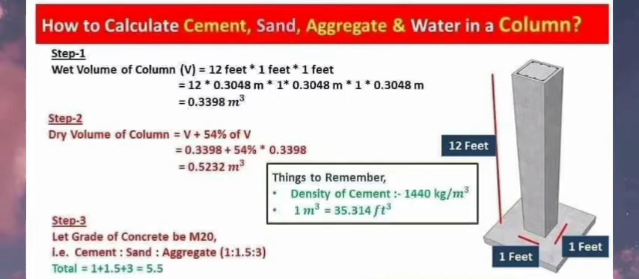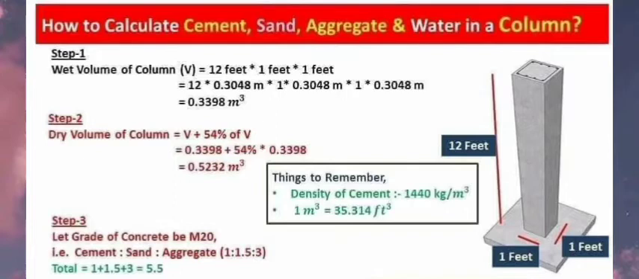For that we need to multiply 12 feet, 1 foot and 1 foot, because we are finding the wet volume. Wet volume is nothing but breadth into width into height. So we will get 12 cubic feet. To convert feet into meter, we multiply by 0.3048 meter cubed. So finally we will get the answer as 0.3398 meter cube.